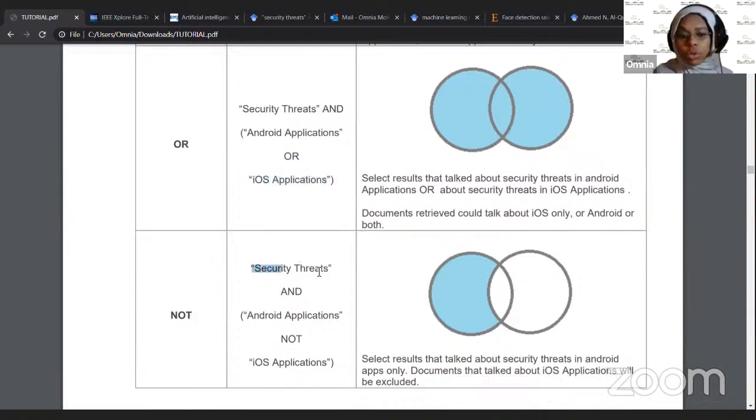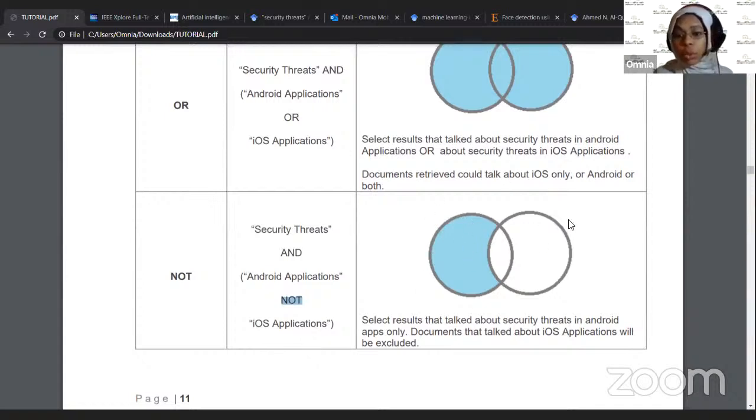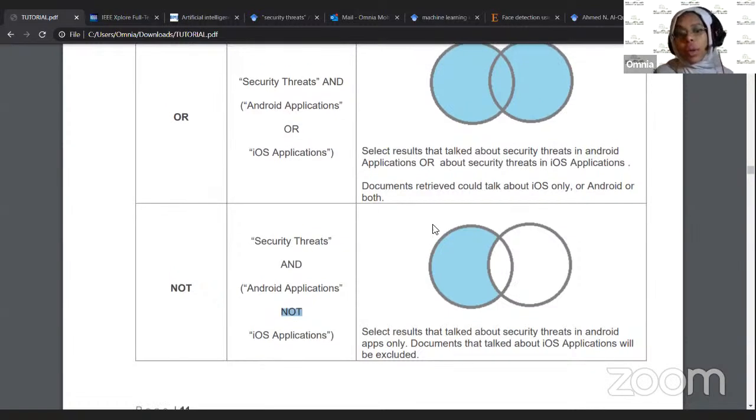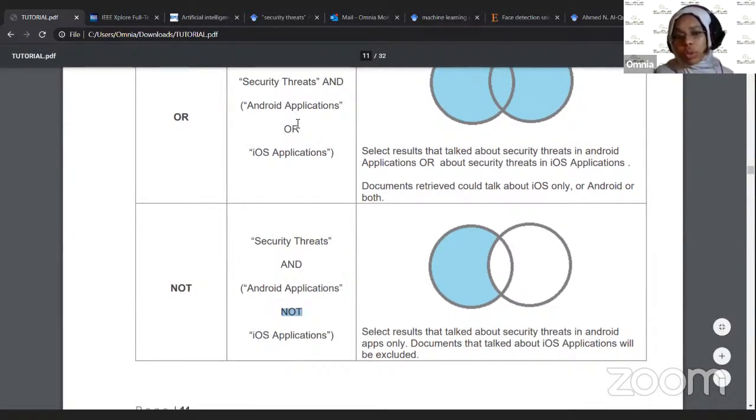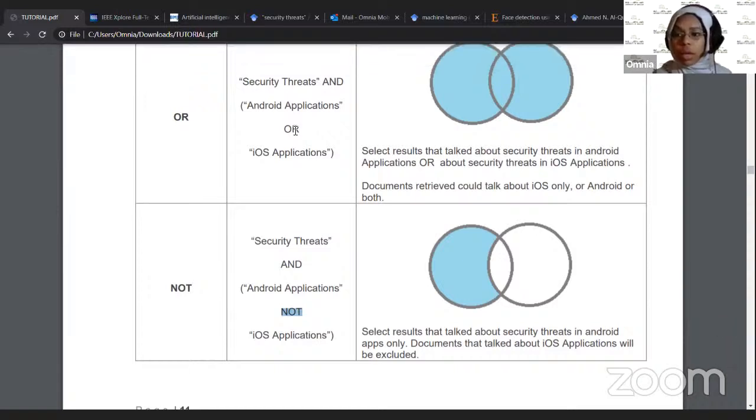Maybe, for example, I want to search for papers that talked about a specific application and didn't talk about the other. I can use the operator NOT. As you can see here, it excluded the papers that talked about both of the operating systems and the papers that talked about Android only. This is only a hypothetical situation, but I'm telling you that when we use AND or OR, it gives us better results because we're telling Scholar exactly what keywords I want in this search and which papers I want exactly.